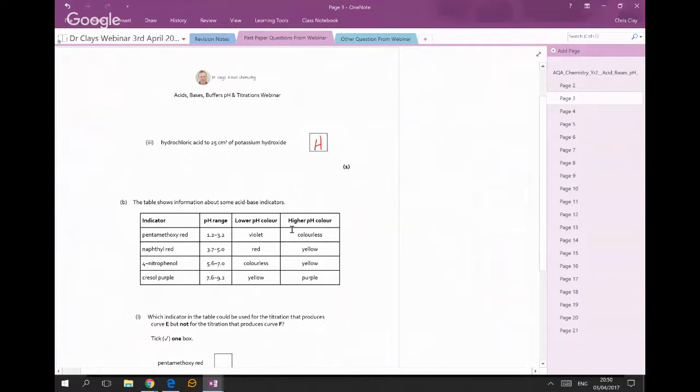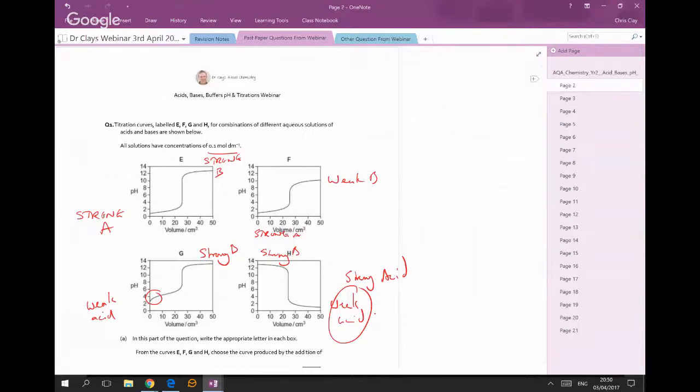Yeah, good spot, Anon. I think you're right. Yep, Anon, I also think it should be a strong acid. You're all right. It should be a strong acid in there. Thanks for pointing that out. Well done. It's always worth keeping me on my toes.